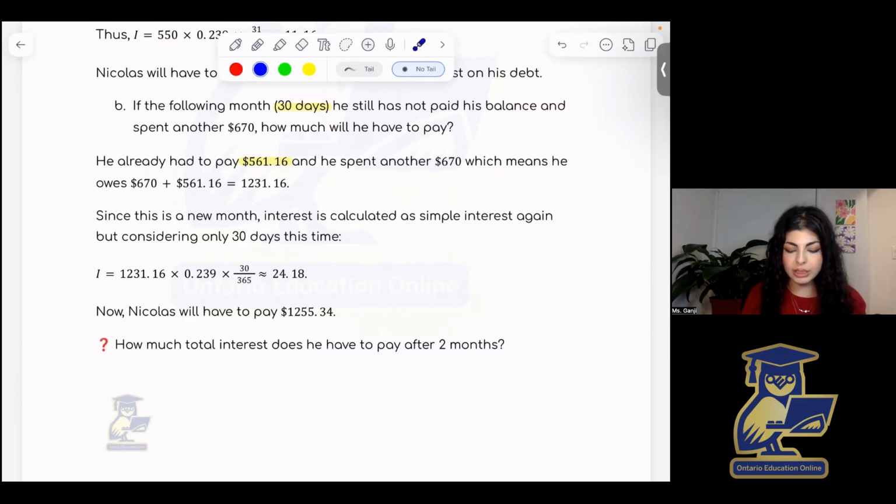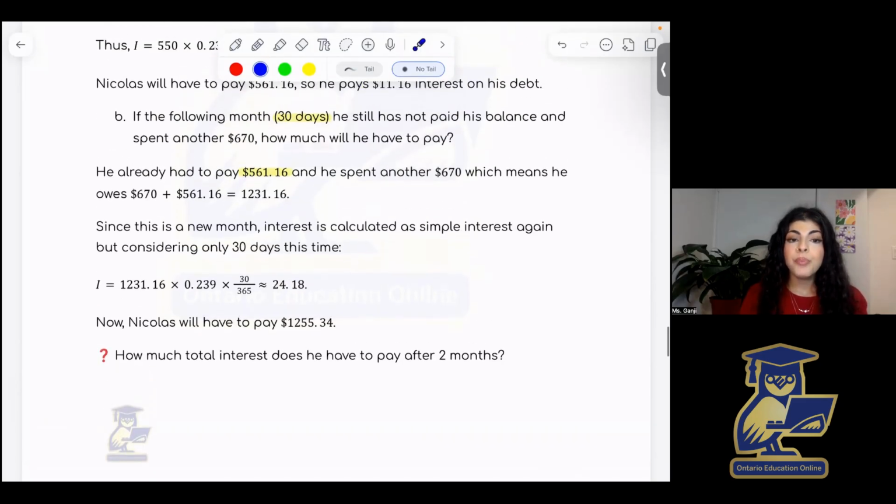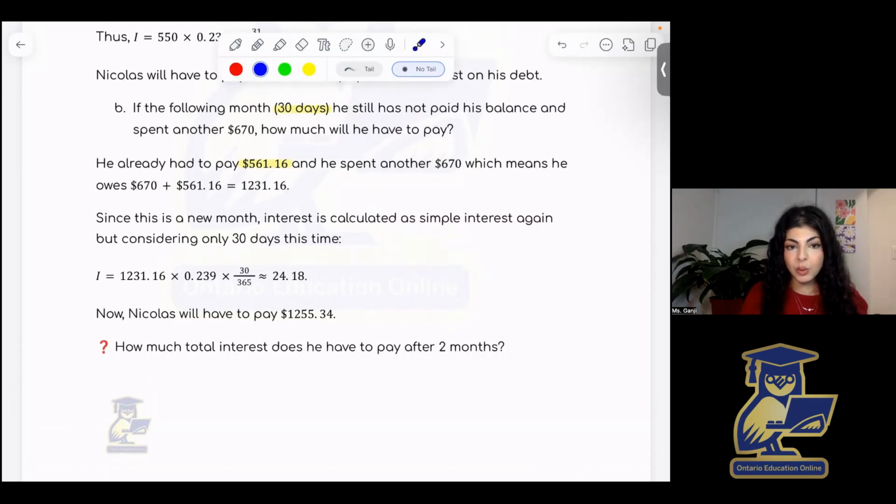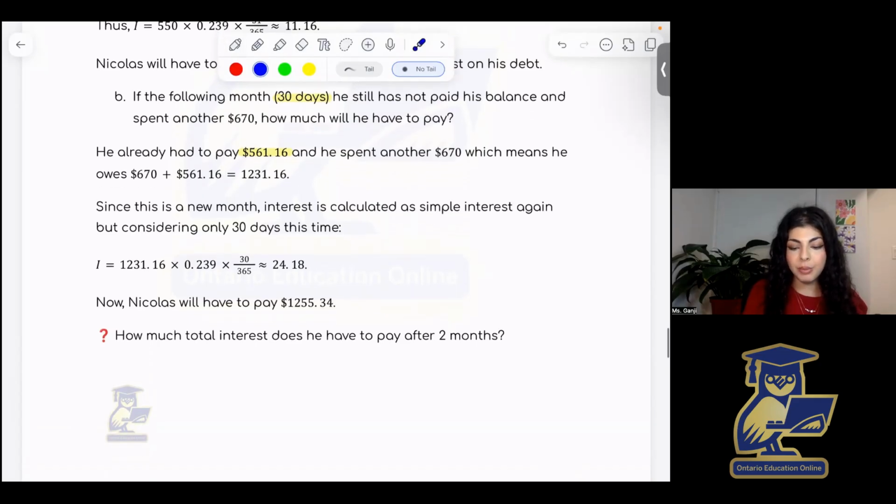And how much total interest does he have to pay after 2 months? So now for this question, we are considering the next month if he doesn't spend any more, for example, how much would he have to pay? And in this case, it's pretty simple. You're just calculating the interest on this amount, and you don't have any new spendings. So you would calculate that interest, and then that's the interest for the second month, and then we would have to add this interest from the first month to calculate over those 2 months how much he paid.